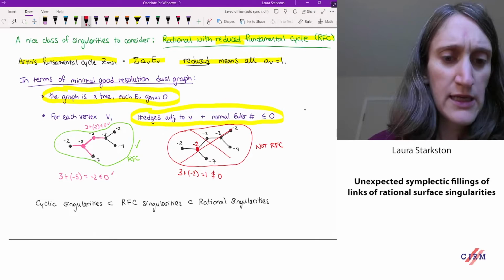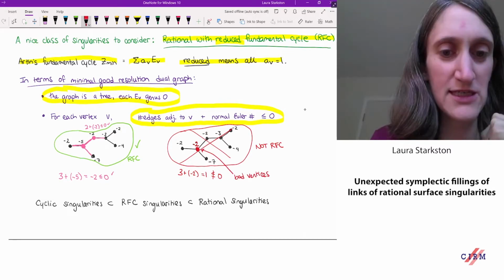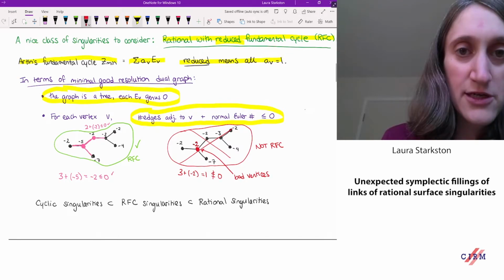Maybe the other comment I wanted to make is this situation where you have a vertex which fails this condition. Sometimes, especially in Heegaard Floer, they like to call these bad vertices. And so a reduced fundamental cycle singularity has no bad vertices. If you want to compare with some of the classes that had been looked at earlier, reduced fundamental cycle includes all cyclic singularities. And it's a subset by definition of these rational singularities. And I'll use this RFC abbreviation for this class.